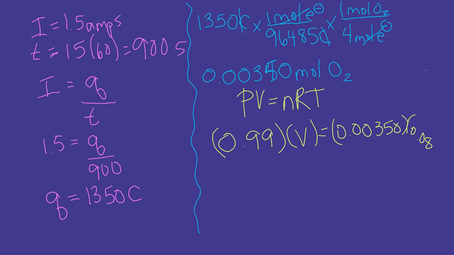R is 0.0821, and temperature, I've seen the problem, it should be 293 because it has to be in Kelvin. We know that. All right, so now we just need to plug this in. So we have 0.0035 times 0.0821 times 293 divided by 0.99. And we get 0.085 liters, which would be 85 milliliters.